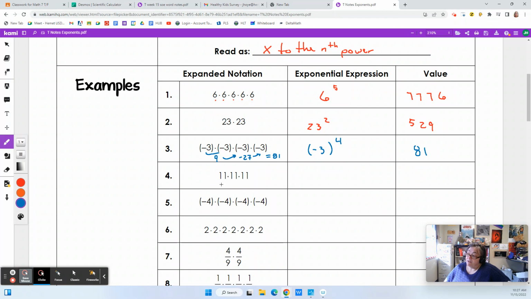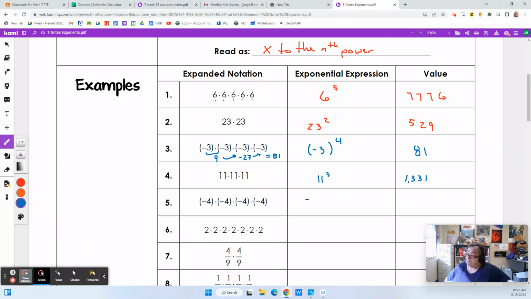So let's look at 11. Number 4, we've got 11 times 11 times 11. So we've got 11 to the third power. And 11 to the third power is, I believe, 1,331. Now, do I know that off the top of my head? No, I don't. I just happen to have the answer on a piece of paper in front of me. But we can plug that into the calculator and find it, right? You guys know how to use the calculator now.